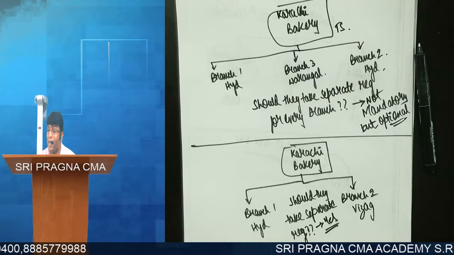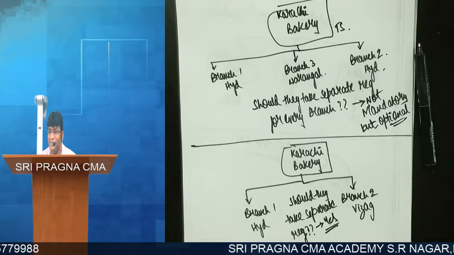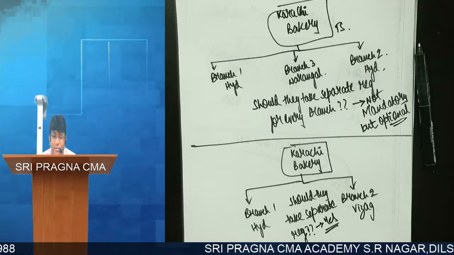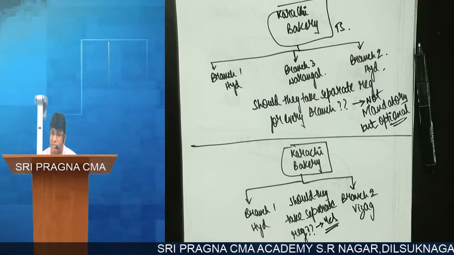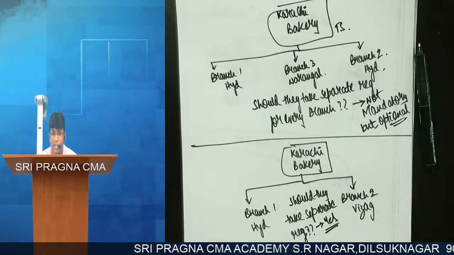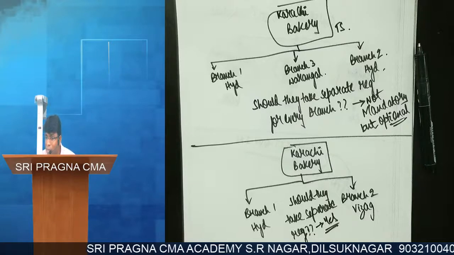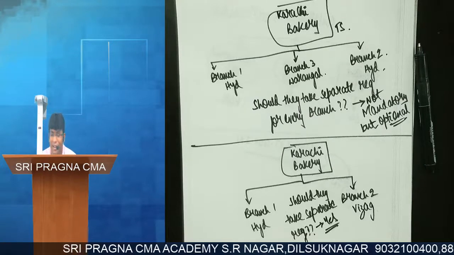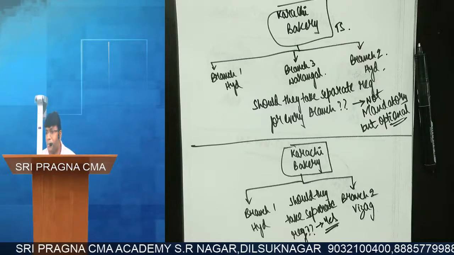In that case, they are called distinct persons. What do we call them? Distinct person is those cases where PAN is same, but GST number is different. Then we call them distinct persons. Now, why is this concept important?